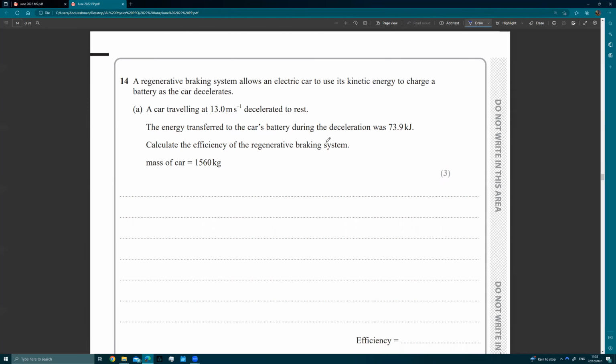I'm just giving you the mass. Okay, so we'll start by writing down the equation for efficiency, which is efficiency equals the useful energy over the total energy, where the useful energy is the energy transferred to the car's battery to charge it, right? That's what we want from this braking system. So that's just 73,900 joules.